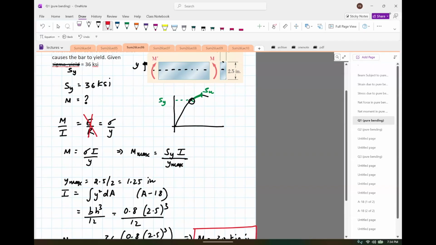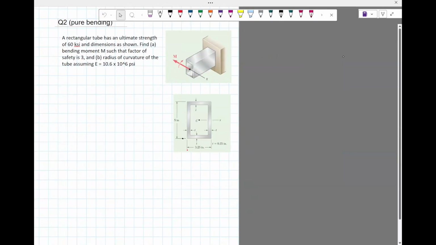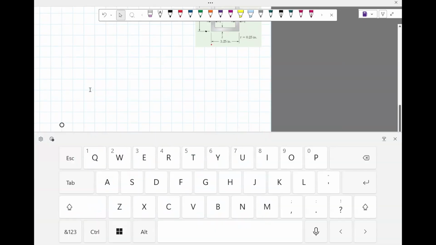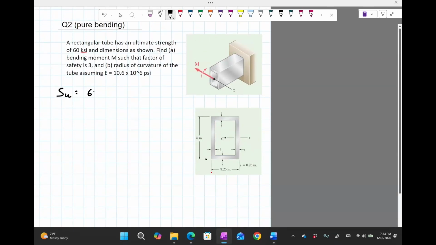Okay. Next, let's move to a slightly harder problem. A rectangular tube has an ultimate strength of 60 ksi. So here we're given the ultimate strength, and that is 60 ksi, and dimensions are shown. Find A, the bending moment, such that the factor of safety is 3, and B, the radius of curvature. So radius of curvature is actually 1 divided by r, where r is the radius, which is unknown. We are given E is 10.6 times 10 raised to 6 psi.